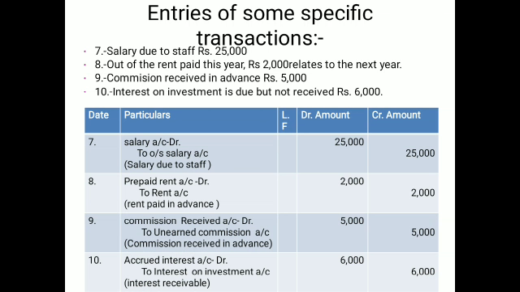The next entry is commission received in advance. Commission is revenue. When it is received in advance, it will be reduced with the name of debit commission received, and now it will be shifted to the advance called unearned commission. That's why commission income is reducing and shifting to the advance commission income. So the entry will be commission received account debit to unearned commissions.